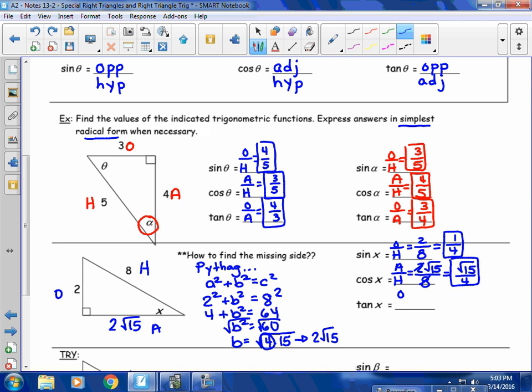Tangent of x, TOA, opposite over adjacent. Opposite is 2. Adjacent is 2 radical 15. Now there's 2 things going on here. We can reduce the 2's. I would do that first. So now it's 1 over radical 15. And you also don't want that radical 15 in the denominator, so remember what we do. Multiply top and bottom by radical 15. It's the simplest radical form again. So we have radical 15 over 15.